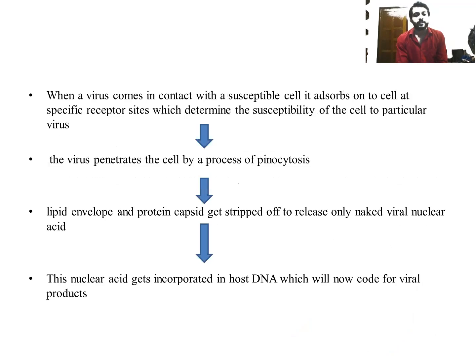When a virus comes in contact with a susceptible cell, it adsorbs onto the cell at specific receptor sites, which determine the susceptibility of the cell to a particular virus. The virus penetrates the cell by a process of pinocytosis. The lipid envelope and protein capsid get stripped off to release only naked viral nucleic acid. This nucleic acid gets incorporated in host DNA, which will now code for viral products.